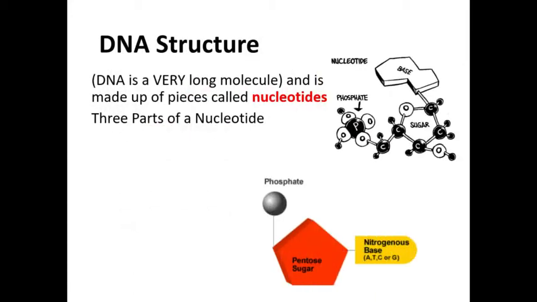So the DNA structure. DNA is a very long molecule and is made up of pieces called nucleotides. So those are those small little pieces we made with a cutout. So you have the phosphate and the sugar. These make up the outside or the side of the ladder. And then going across, you have the nitrogen base. So A, T, C, and G. So remember, ain't that cool guacamole?